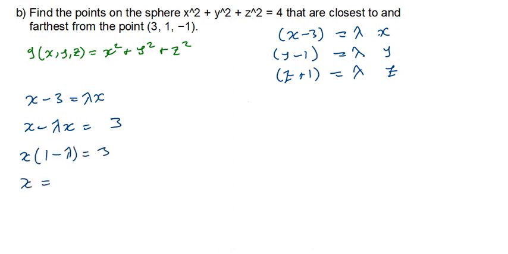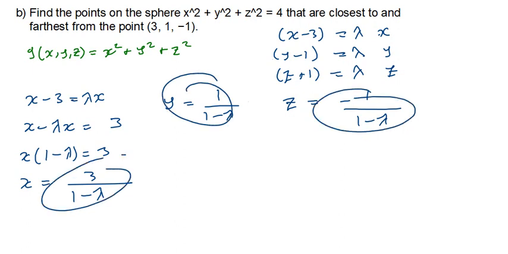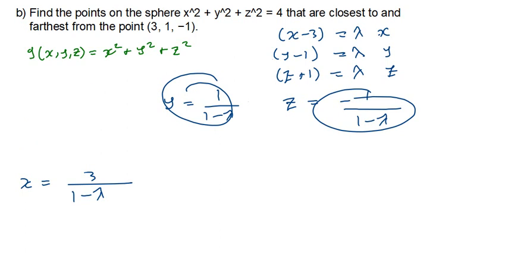x will be equal to 3 over 1 minus lambda. If you do the same for the other two, you end up with y being equal to 1 over 1 minus lambda. Then z is going to be equal to minus 1 over 1 minus lambda. We need to keep this in mind, they are very important. We will need to use them to determine what our lambda is.